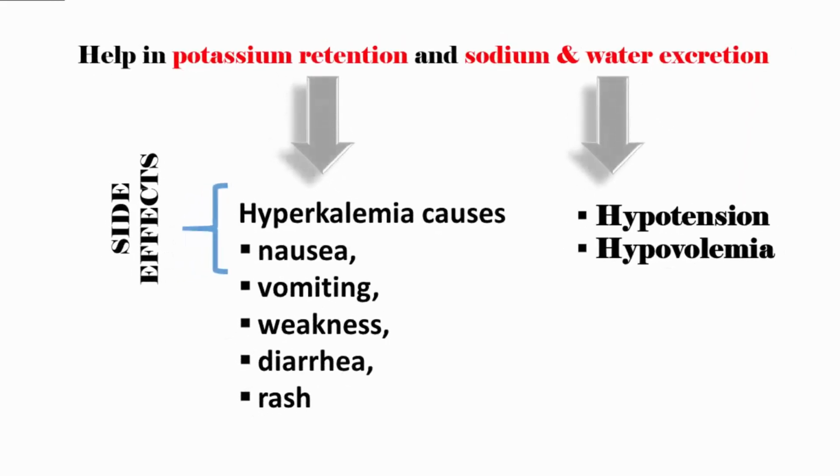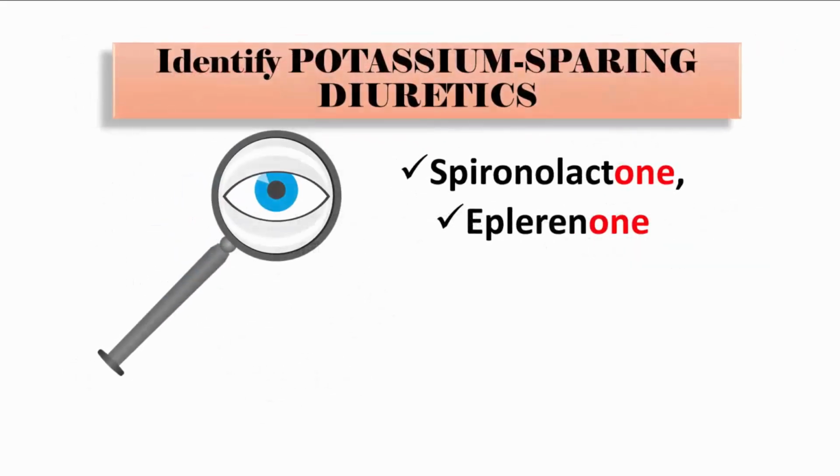Another diuretic class is potassium-sparing diuretics. That is, they help in potassium retention and promote sodium and water excretion. The main drug of this class is spironolactone. Watch out for the ending ONE for drugs of this class: spironolactone and eplerenone, etc. Other drugs are triamterene and amiloride.